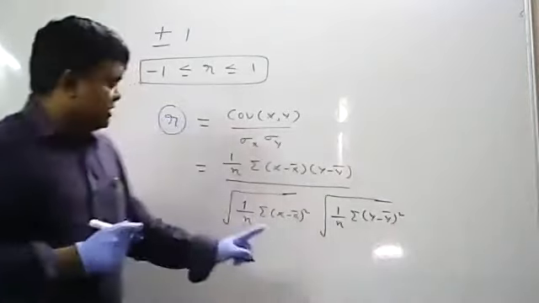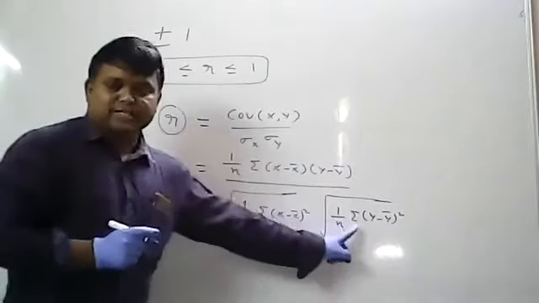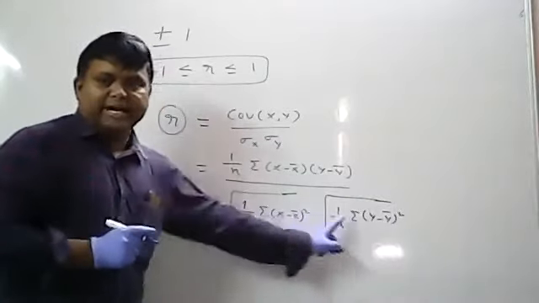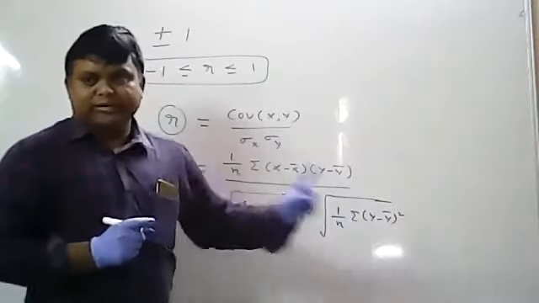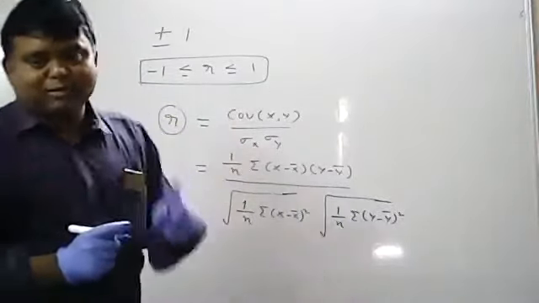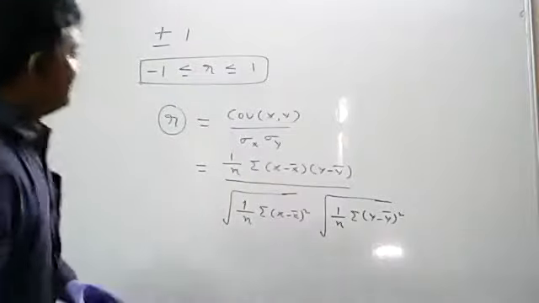You can write root ab. So assume that this is root a and this is root b. So you can write root a into root b. Root a into root b formula is root ab. That formula I want to use now. So that means what you will get is equal.